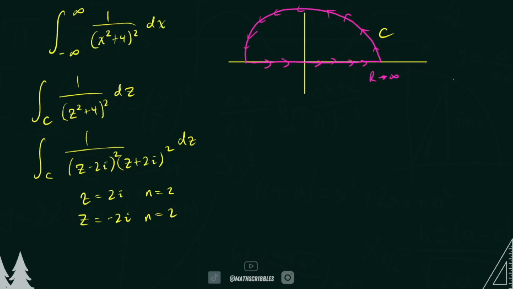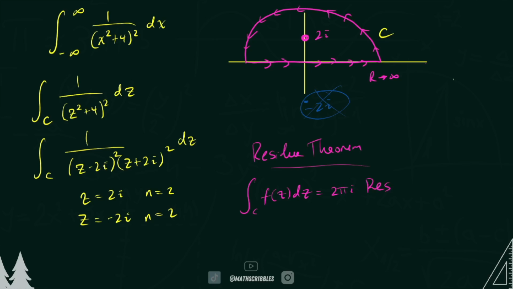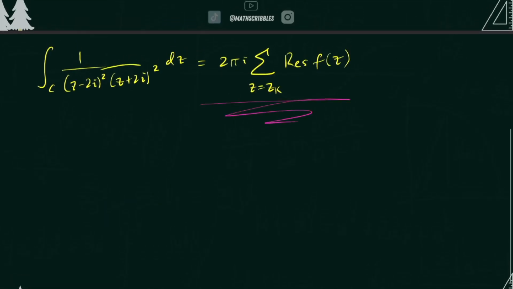Now let's check this out. 2i is somewhere inside the contour. -2i is on the outside. So you're going to see very quickly that we're not even going to worry about this one. If you recall the residue theorem, we know that this integral about a contour is going to equal 2 pi i times the residue of our poles of the function f of z. In this case, the only pole that we have is going to be 2i with the singularity of 2. Okay, so now we know that we have to solve this right side, but we need to find out how to find a residue.